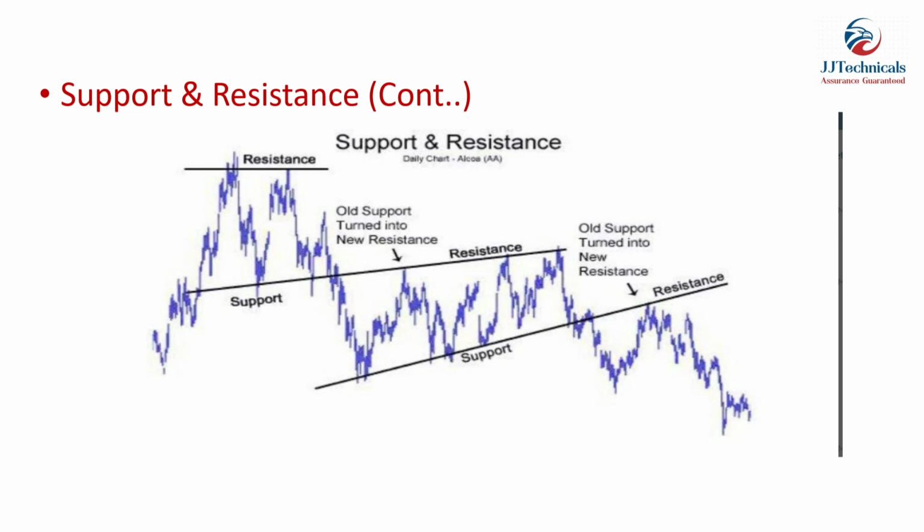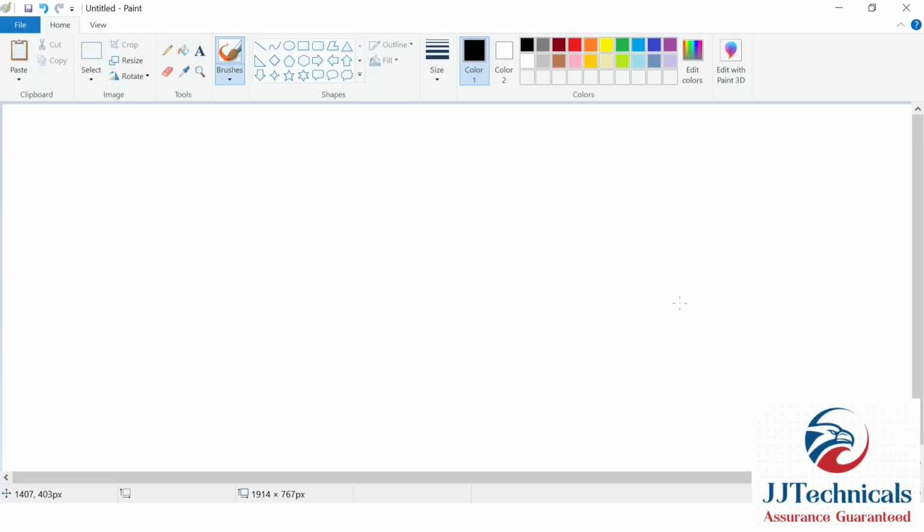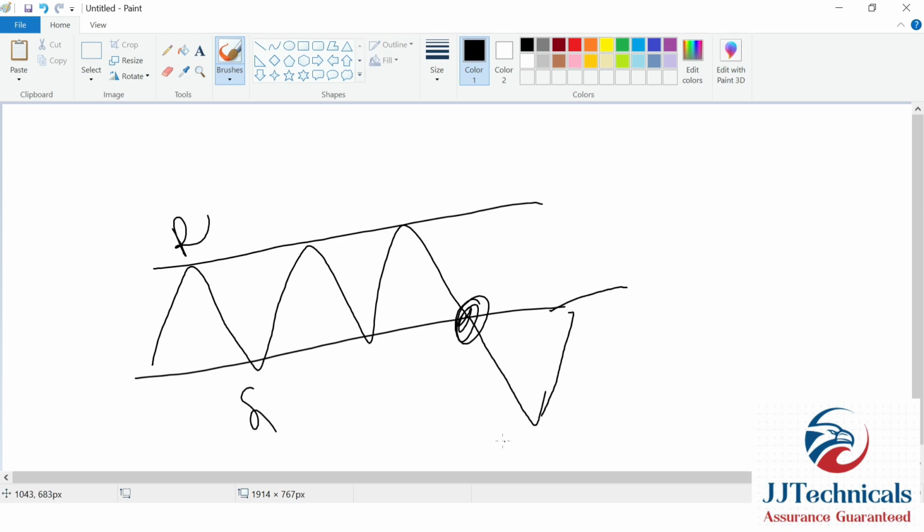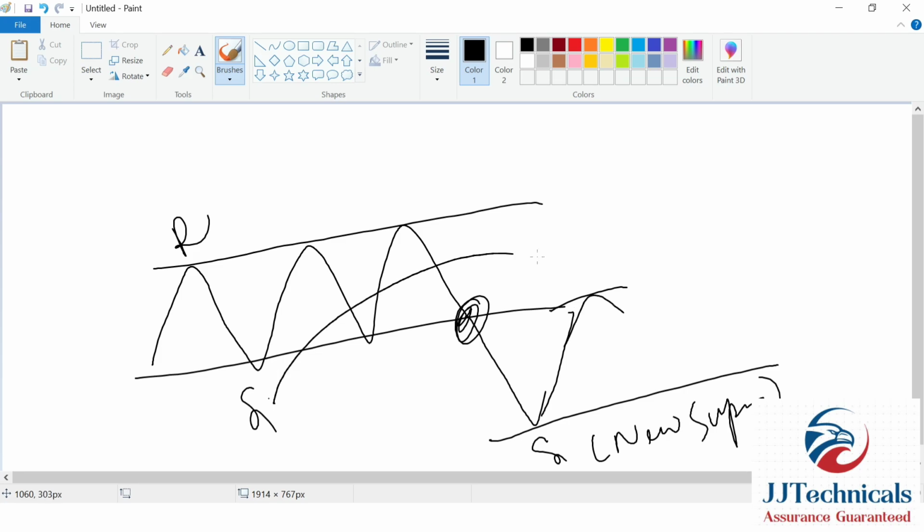So I'll show you how exactly this works. Let's say a stock is going this way, like this way, and then this is called your resistance, this is called your resistance, and this is called your support. Whenever this particular line is breached and the price is coming down, it will again take a support somewhere. So this is your new support, and this old support will be acting as a resistance now. That is what I'm telling.